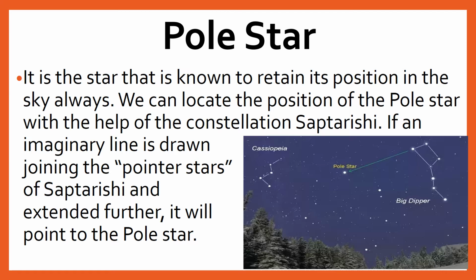Students, we have discussed constellations. A group of stars which form a pattern and have a particular name is called a constellation. If an imaginary line is drawn joining the pointer stars of Saptarishi and extended further, it will point to the pole star. People who travel by sea or in the desert can easily find the pole star. The direction in which it appears is north. Due to the nearly spherical shape of the earth, it cannot be seen from the southern hemisphere.